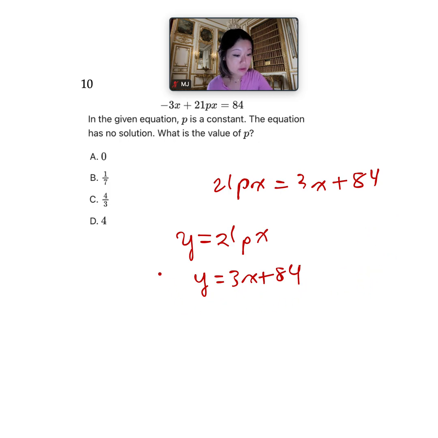If we know that the slope of y is 3 on this side, what would be the value that would make the same here? And if you said 1/7, that would be correct. So that's one way of doing it.